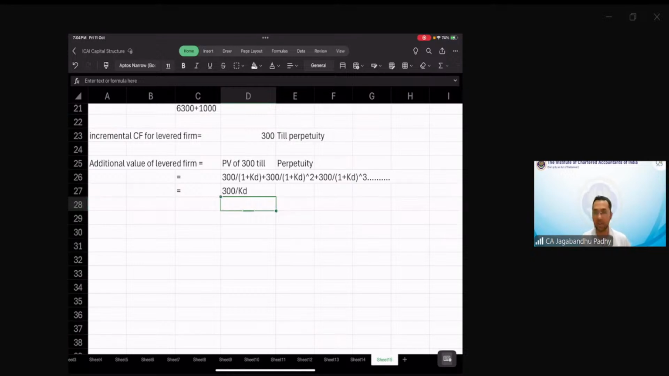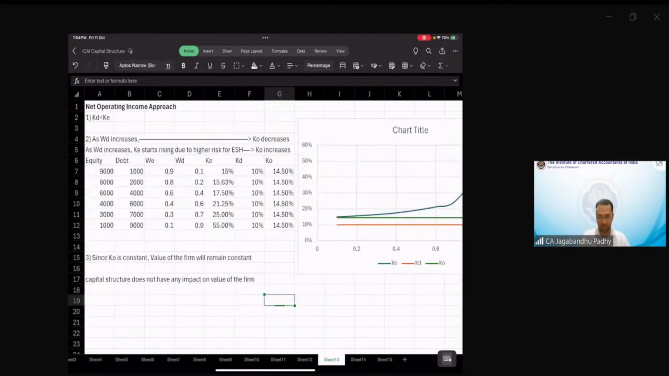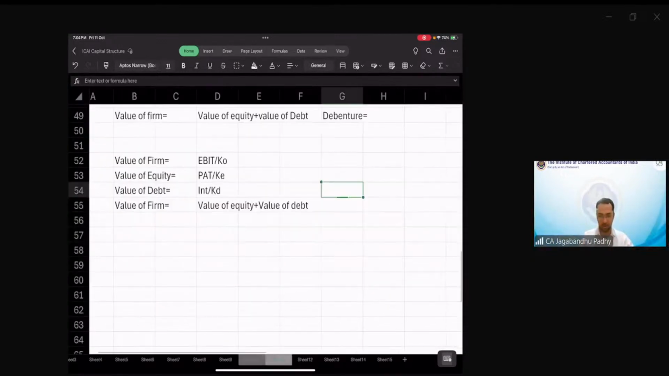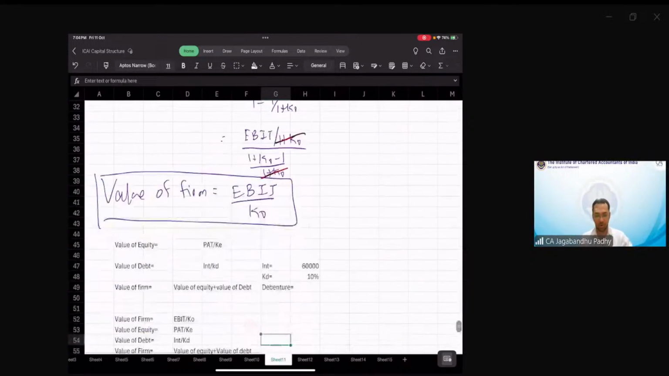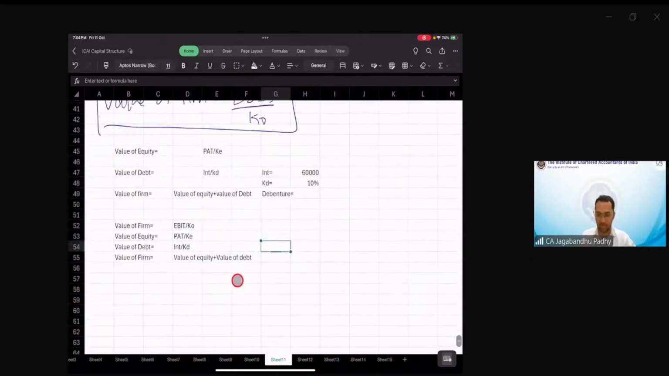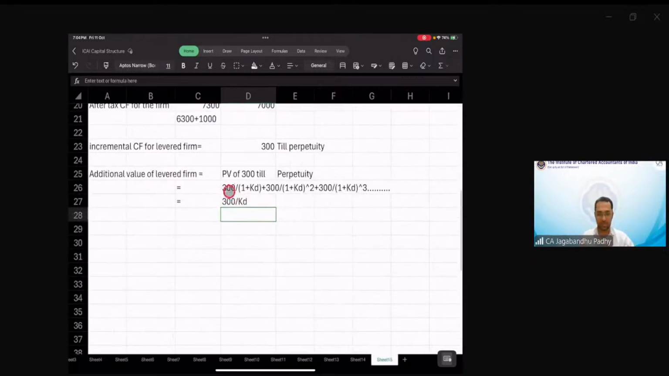Right? So this is 300 divided by KD. Because if it is till perpetuity, while calculating the value of the firms, you have already seen those formulae, right? Till perpetuity, the value of the firm was EBIT upon KO, and the value of debt was interest upon KD. Same way, this 300 is simply going to be divided by KD.